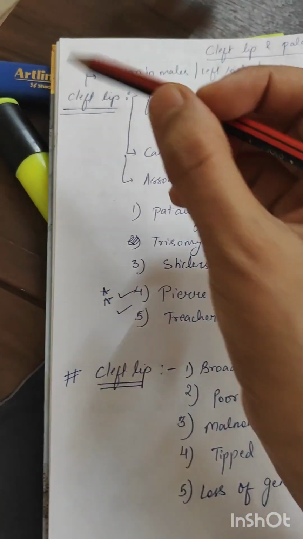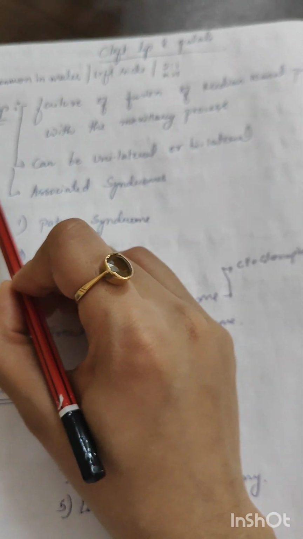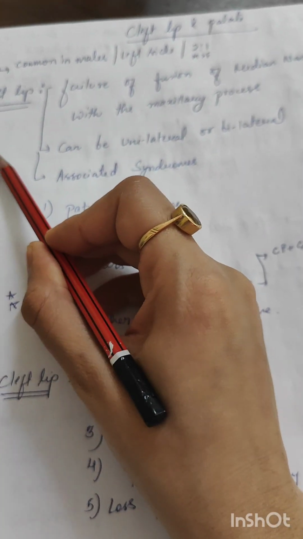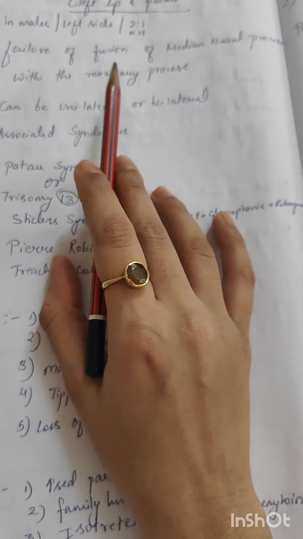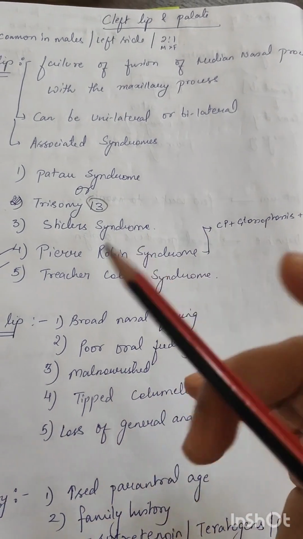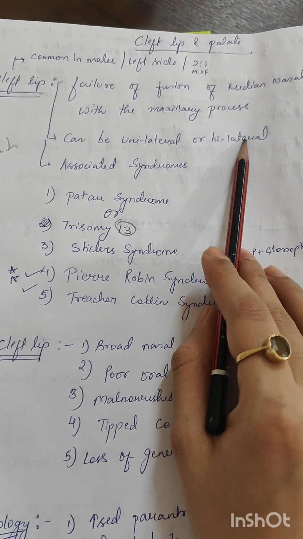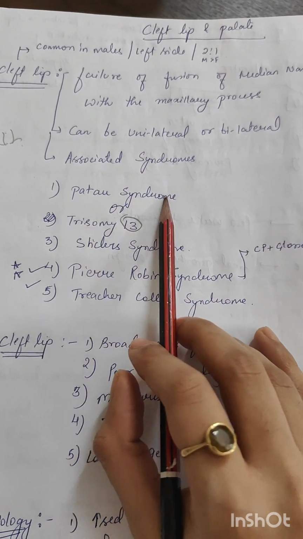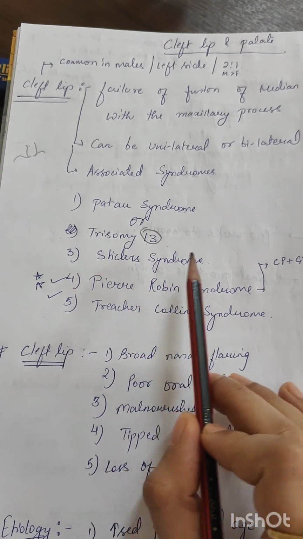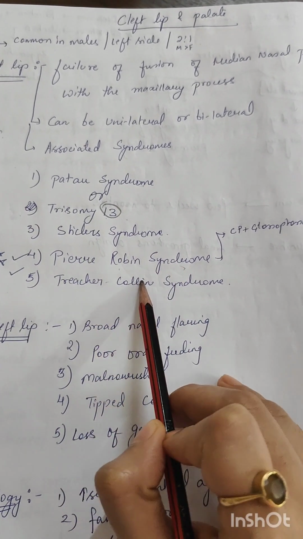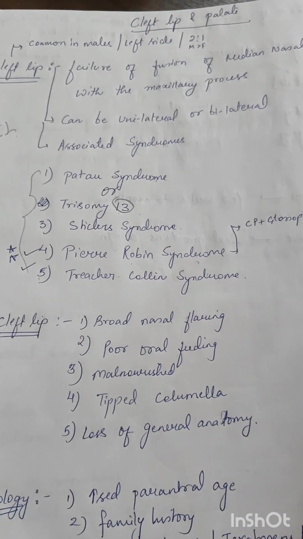How does it happen? Cleft lip occurs when there is a failure of the fusion of the median nasal process with the maxillary process. Once again, it is the failure of the fusion of the median nasal process with the maxillary process. It can be a unilateral cleft or a bilateral cleft. Associated syndromes: Patau syndrome, also known as trisomy 13, Stickler syndrome, Pierre Robin syndrome, or Treacher Collins syndrome. About these syndromes we'll discuss in the later part of this video.